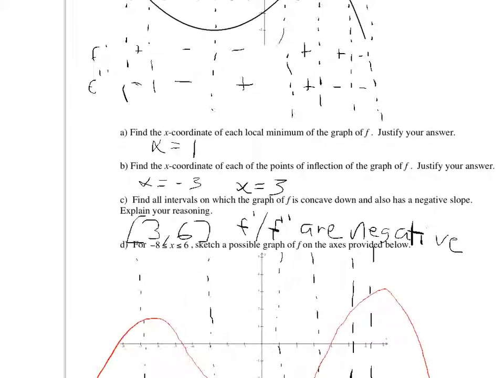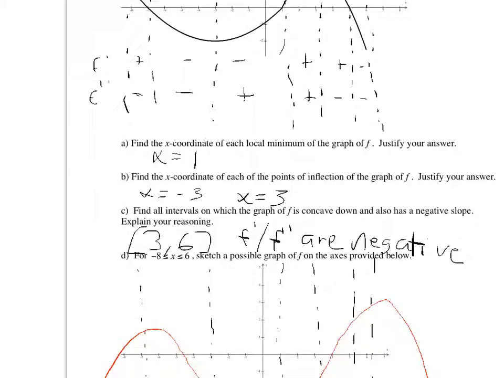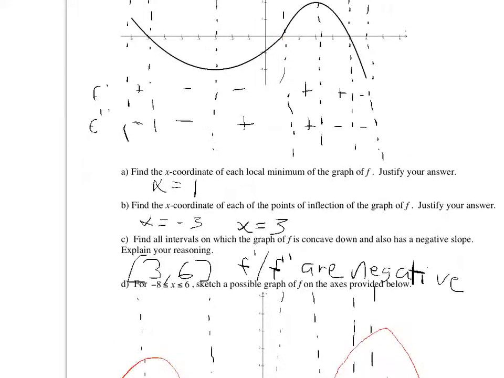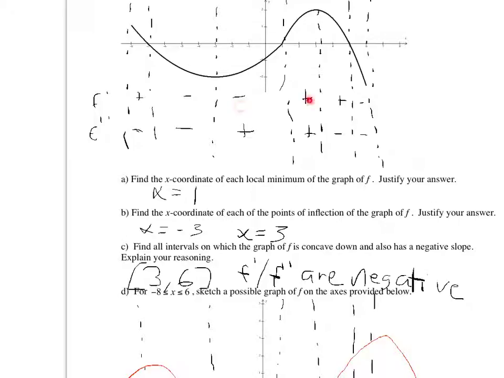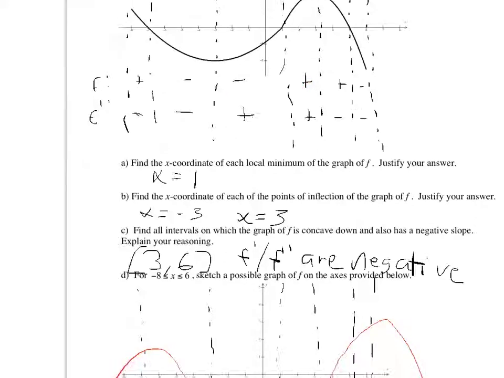Okay, so this question asks, find the x-coordinate of each local minimum of the graph of f. So I'm going to be looking at f prime and where it's switching from positive to negative, I mean negative to positive. So I found that here at x equals -1 because it goes from negative to positive on the f prime.